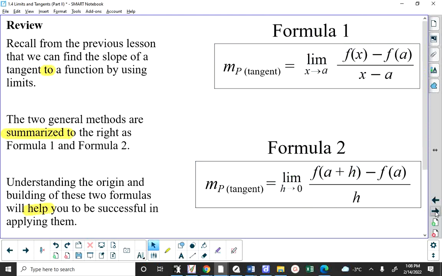As a review, and I don't know what was wrong with me when I was typing this up this semester. I've got typos all over the place. A bunch of word typos there.